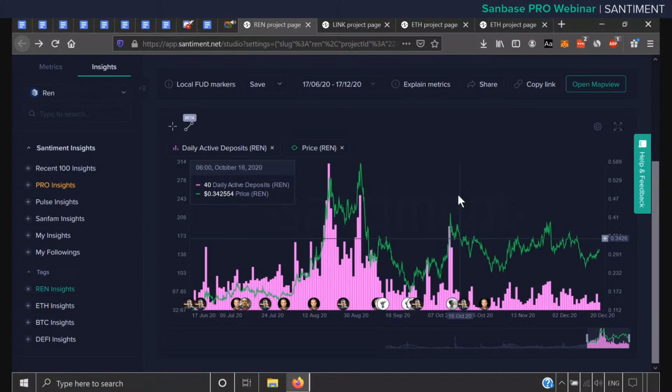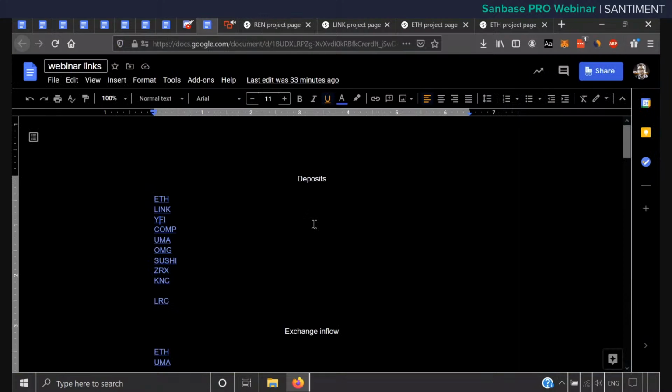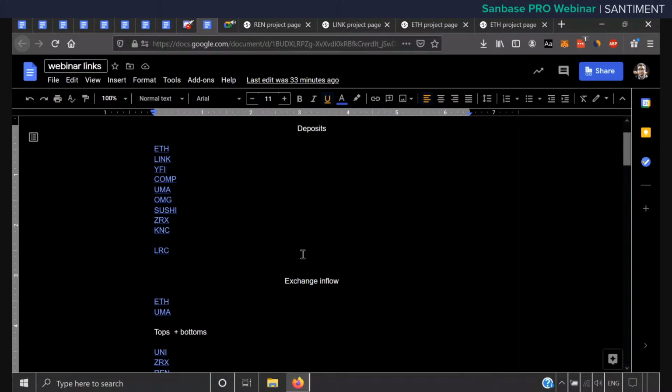So since we're already sort of 20 minutes in, I'll leave some of these examples for you to check out in the Sanbase Pro group after the call. Before I move into Exchange Inflow, anything you'd like to add in terms of how to use daily deposits as a metric and generally how to use our exchange-based metrics?